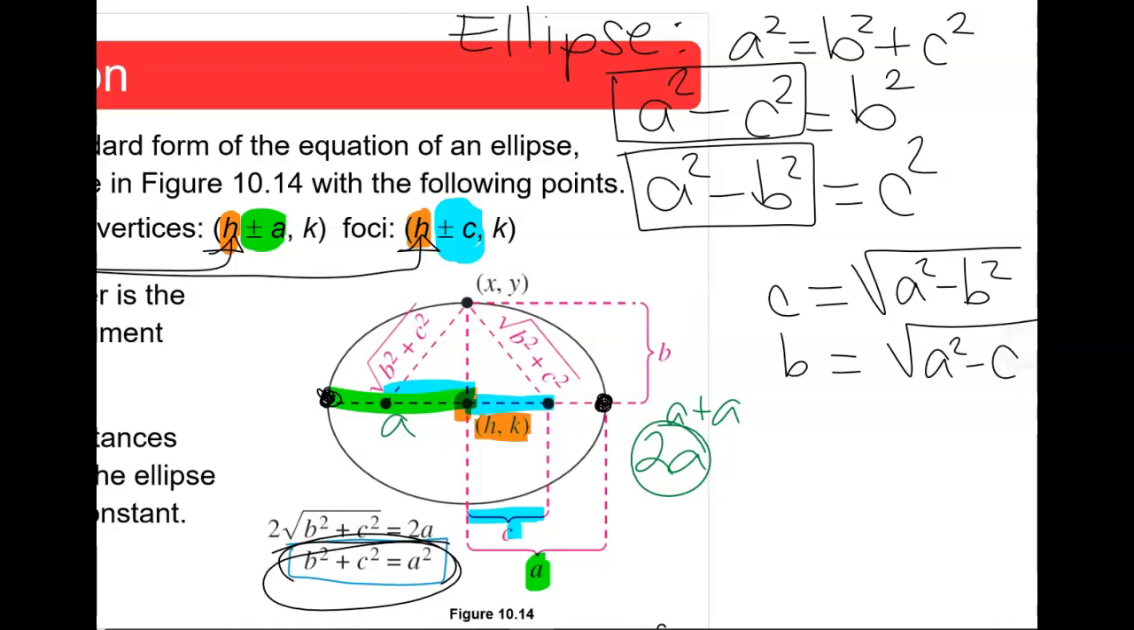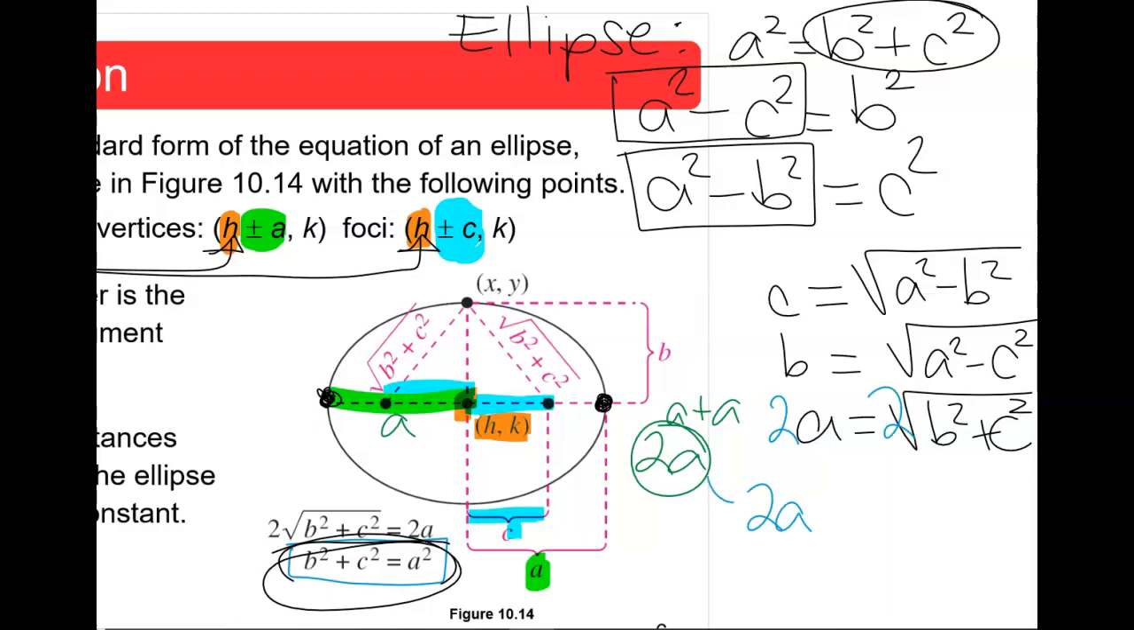And of course, let's just do this for fun. If we want to find a, then it will be the square root of this part right here, b squared plus c squared. So if we wanted to multiply a by 2, we will also put a 2 right here. So then 2a is equal to 2 times the square root of b squared plus c squared. And where is that b squared plus c squared coming from?